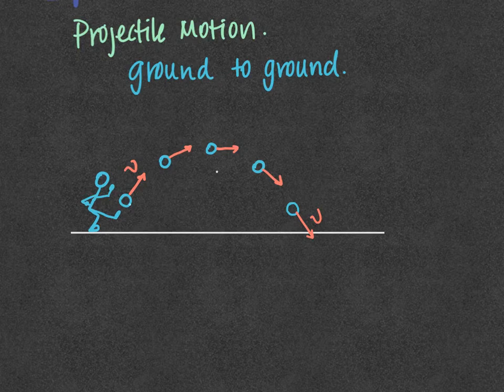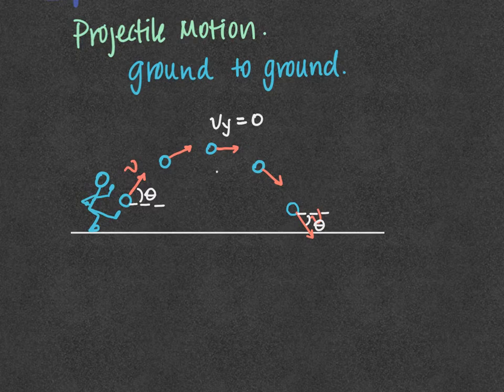So initially, the ball was kicked at an angle above the horizontal, and then when it comes back down, it'll be moving at the same angle but below the horizontal. Now the velocity does stop moving in the y direction at the highest point, but notice that the object continues to move. So the velocity in the x direction is not 0.